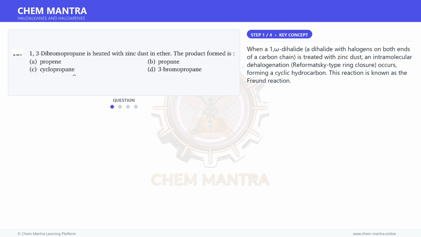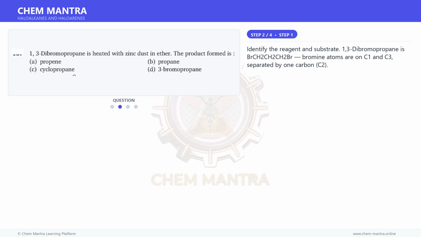When a 1,ω-dihalide, a dihalide with halogens on both ends of a carbon chain, is treated with zinc dust, an intramolecular dehalogenation, Wurtz-type ring closure, occurs, forming a cyclic hydrocarbon. This reaction is known as the Freund reaction.